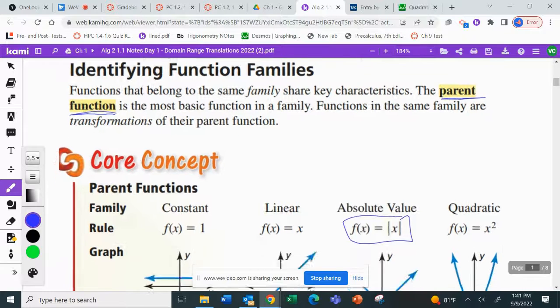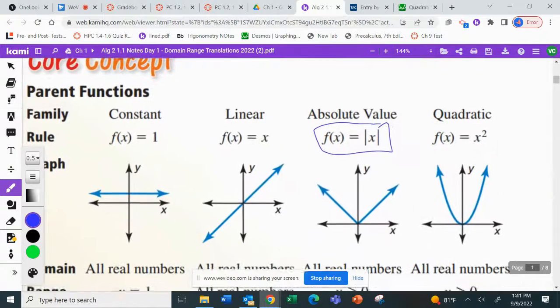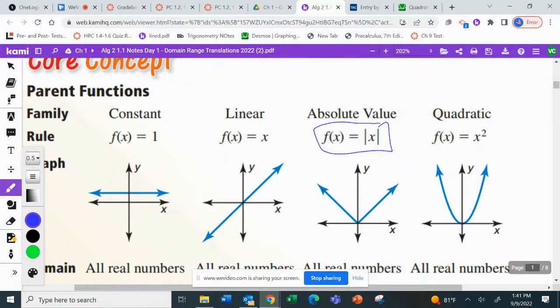The family, you can think about being like you belong to a family, and a lot of you might have the same last name as somebody in your family, and that might be like your family name.